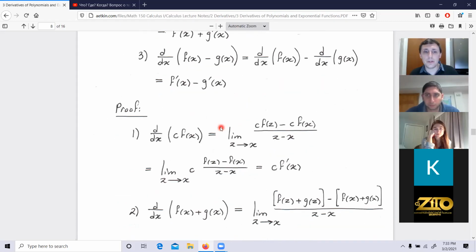So beginning with the first, the derivative of a constant times the function is constant times f(z) minus constant times f(x) divided by z minus x. I factor the constant. What do I see here? I see f(z) minus f(x) over z minus x, which I instantly recognize as the definition of the derivative of f. And if it exists, it's going to be constant times the derivative of f. Yes? So what does it mean, guys? This rule allows you to do such calculations.